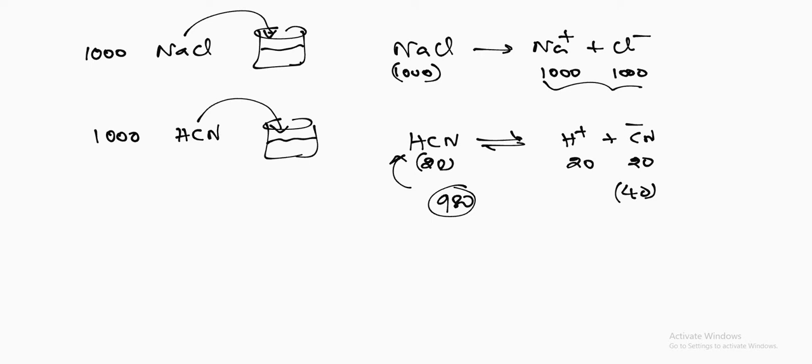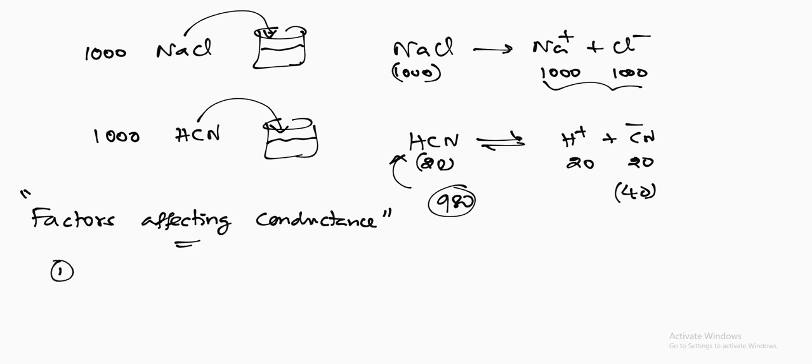So though we have added the same number of molecules of strong electrolyte and weak electrolyte, the strong electrolyte produces more number of ions. So conduction will be very high in the case of strong electrolyte. So remember, what are the factors affecting conductance? Students, observe carefully. I am going to define what conductance is, but before that, let me give this point.